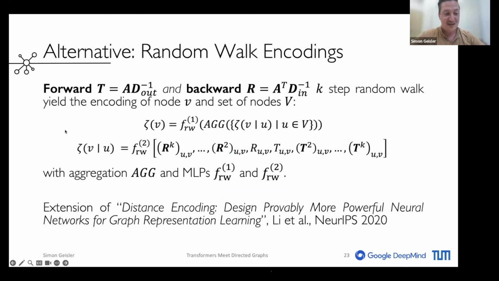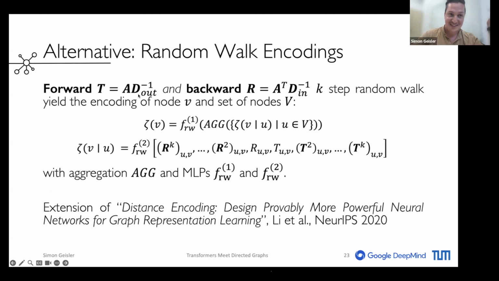As I hinted in the beginning, or as I promised, we also have an alternative encoding, also a principled alternative encoding. I would argue, of course, you can also have some other heuristics, like for example shortest path distances, which are subsumed by random walk encodings under appropriate assumptions. And for this, we extend the work by Li et al. that appeared at NeurIPS 2020 about those random walk encodings.